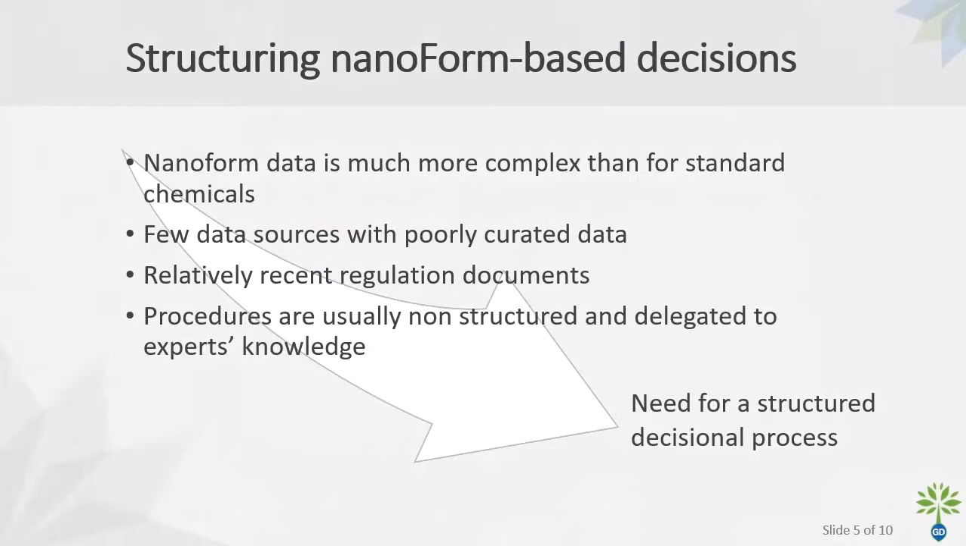In the specific case of nanoform-related decisions, we need some kind of decision support system, basically because nanoform-related data is much more complex than that coming from standard chemicals, because it changes according to several parameters and in different situations. So having a tool allowing to take informed decisions is necessary. Also, the data sources are few, so there is a limited availability of highly well-curated data. And some sources are poor in quantity or in quality, and this is another issue that needs to be taken care of.